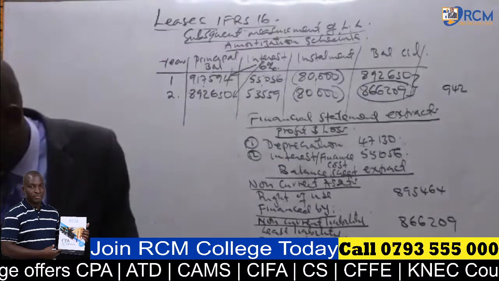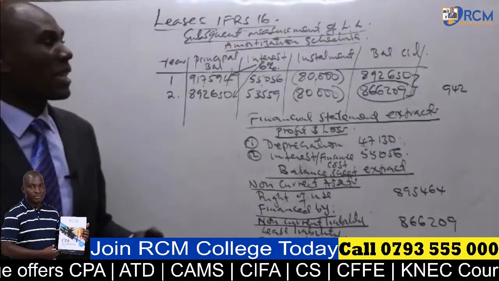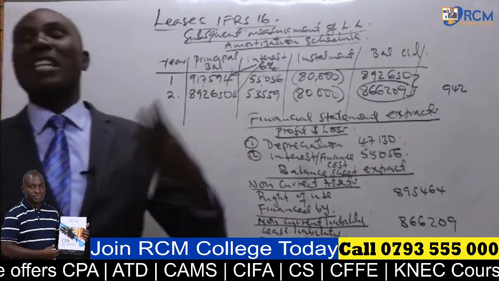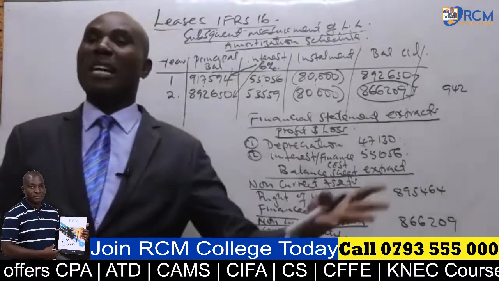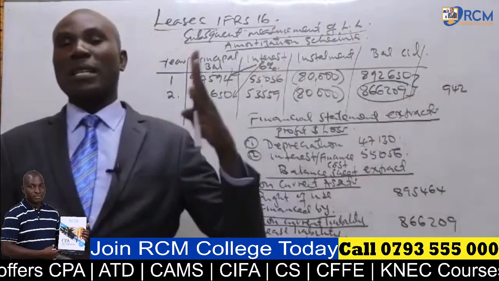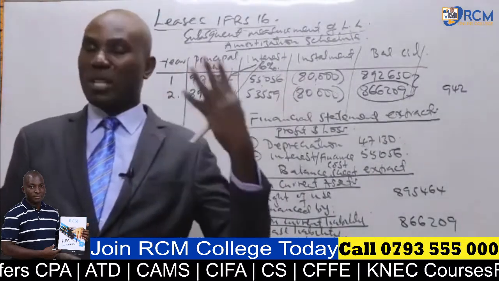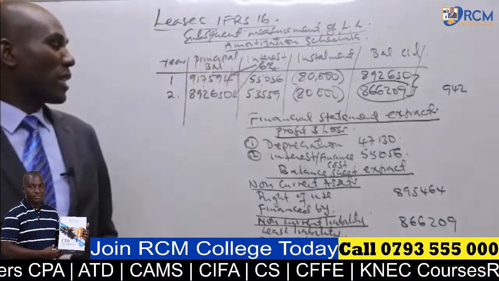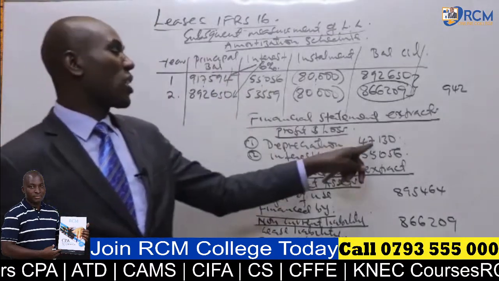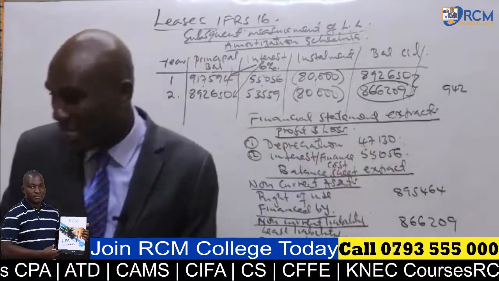For the right of use, we subtracted depreciation. Remember, we depreciate the asset. Therefore, we take the carrying amount. 942 was the cost at initial recognition, but subsequently we subtract depreciation. Depreciation was 47,130.